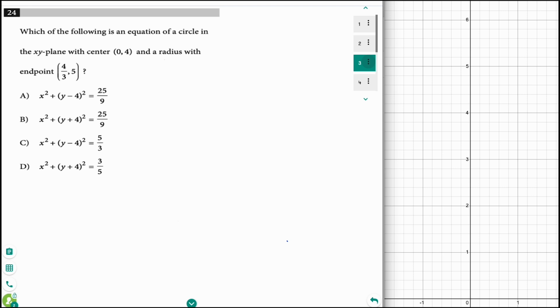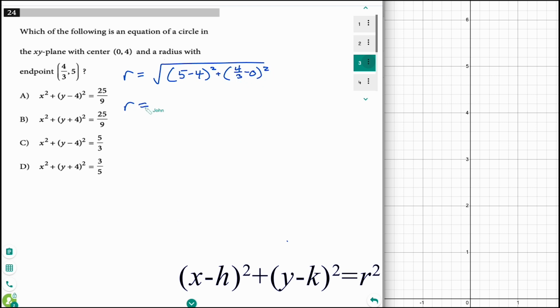Which of the following is an equation of a circle in the xy plane with center 0, 4 and a radius with endpoints 4/3, 5? We know based on the equation of the circle that the answer must be either A or C because we need a y minus 4 term. And then the only thing left is to find the r. We can do that using the distance formula, and that works out to 5/3, which means r squared is equal to 25/9. And so the answer is A.